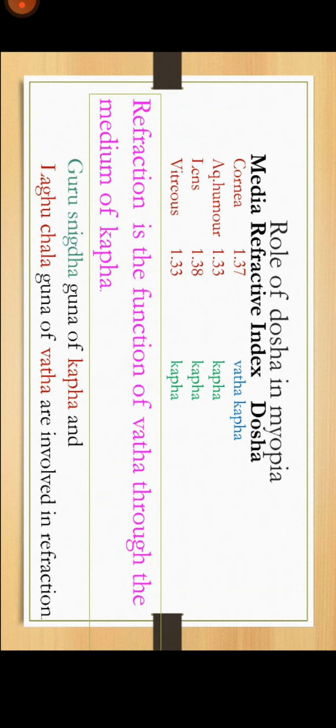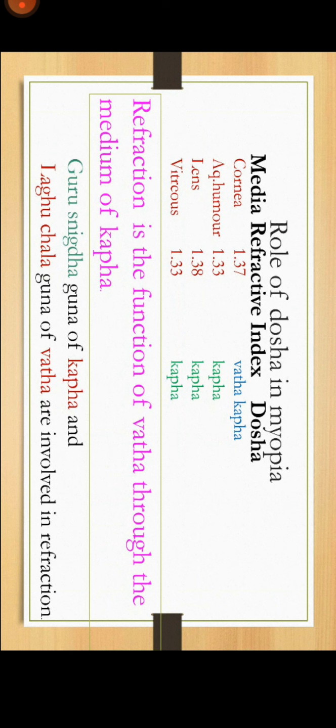Then these are the role of dosha. We have made some correlations. That's the role of dosha in myopia: the refractive index and the dosha. Refractive index of cornea is 1.37 diopter. The most commonly situated dosha predominance is Vata Kapha in cornea. Then aqueous humor, it is Kapha, lens Kapha, and vitreous also Kapha. In cornea only, Vata and Kapha are commonly seen.